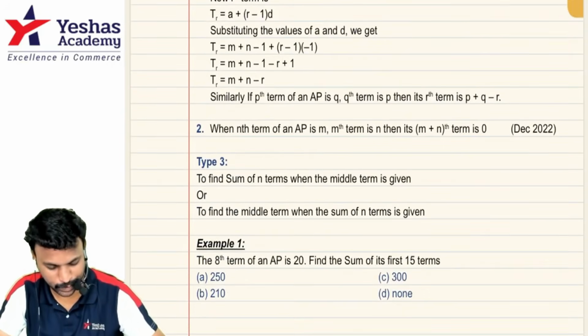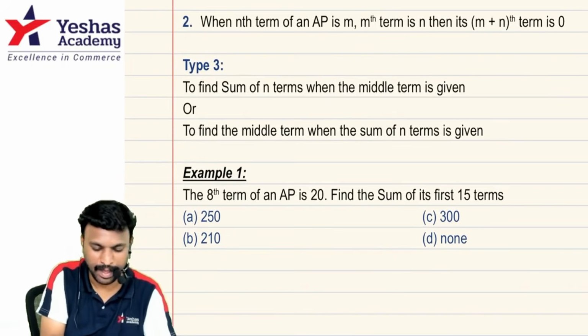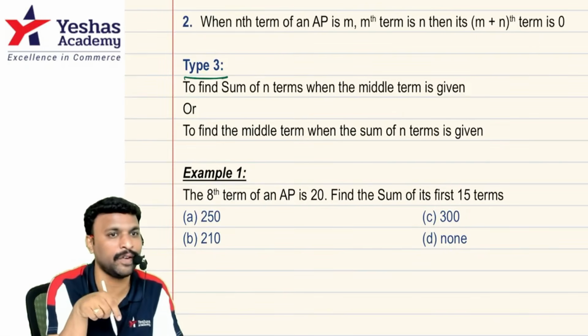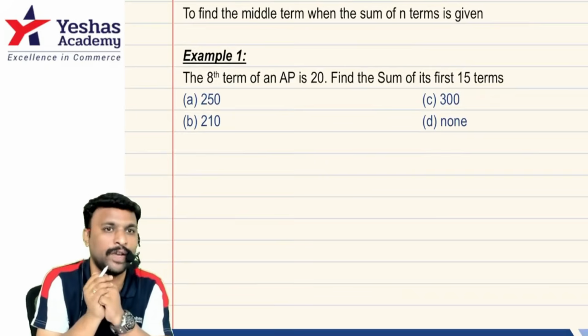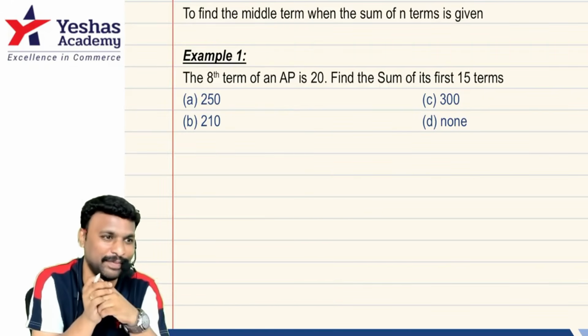Let's move on to the next variety, type 3. Because I'll tell you the note point of type 3 later. We'll solve the question first, then I'll go back to what is type 3.